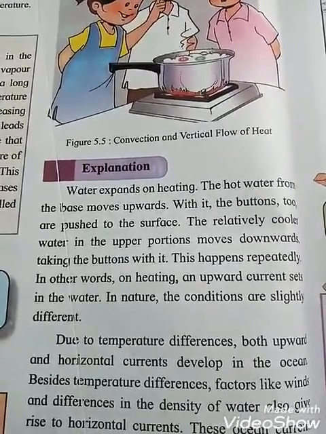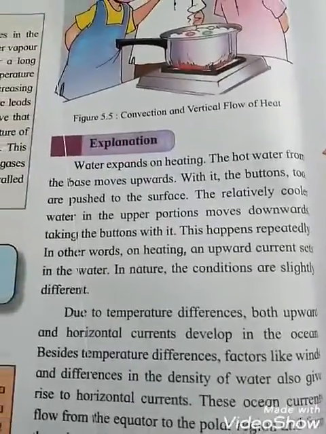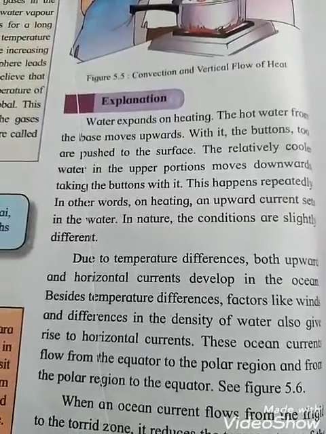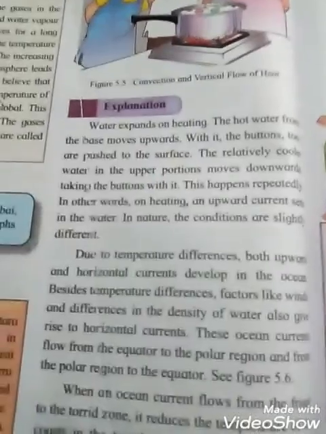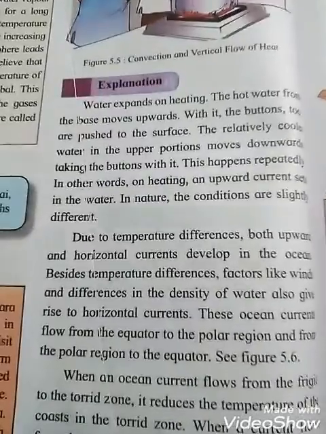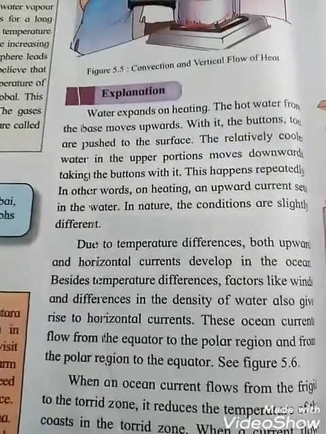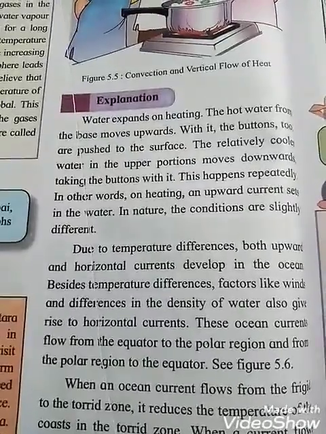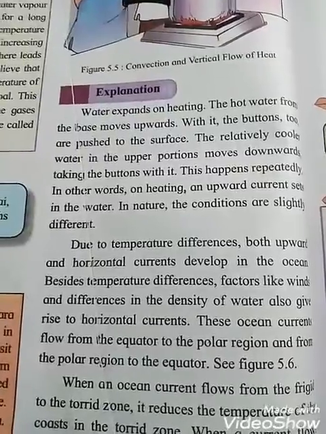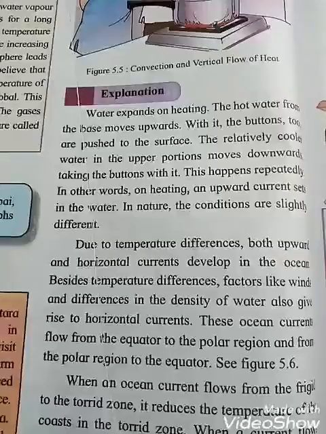In nature, the conditions are slightly different. Due to temperature differences, both upward and horizontal currents develop in the oceans. Besides temperature differences, factors like winds and differences in the density of water also give rise to horizontal currents.